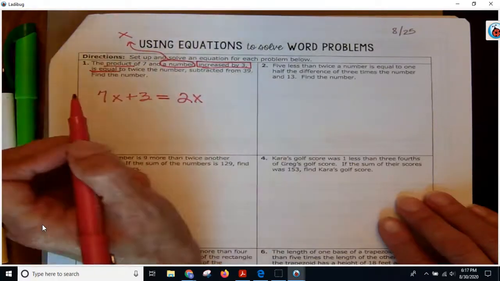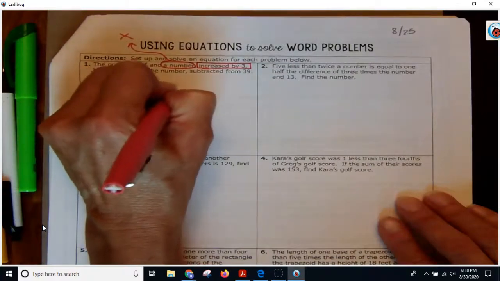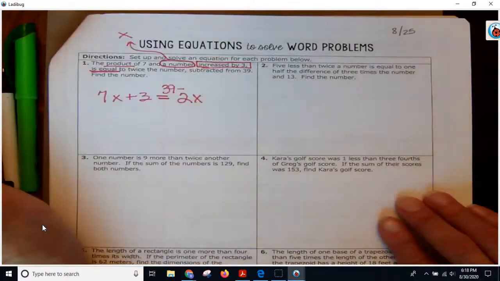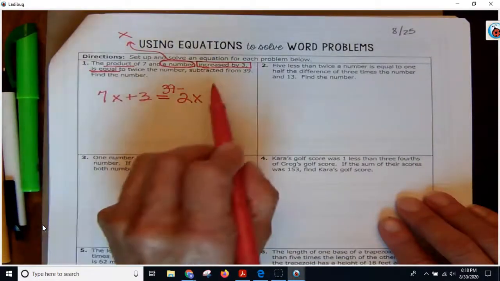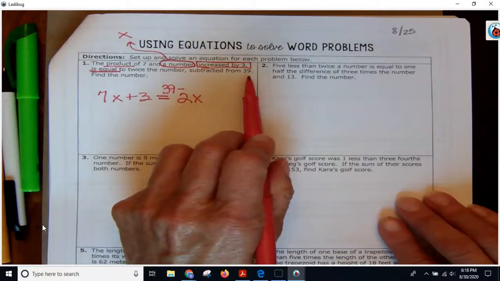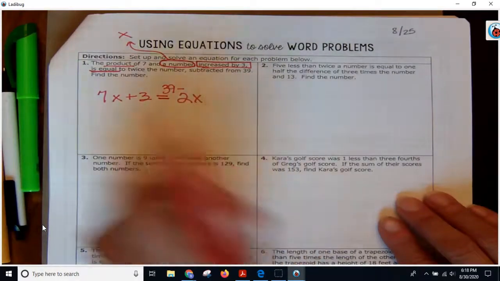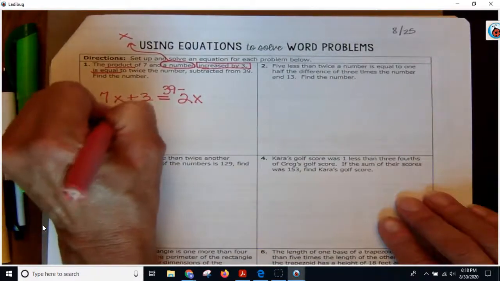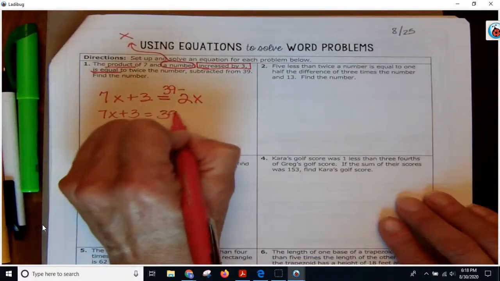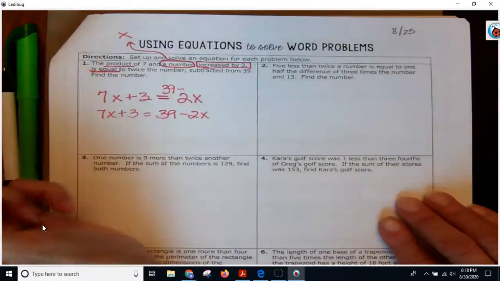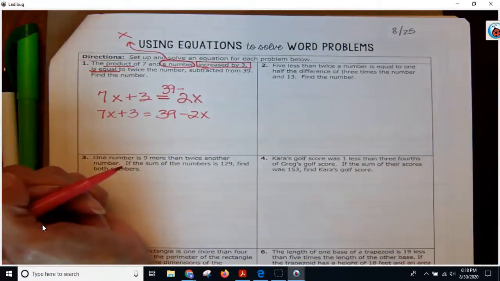subtracted from 39. So I should have put this subtracted from 39. So 39 minus 2x, because it's subtracting from 39. You're starting with 39 and you're subtracting 2 times the number. So if I were to rewrite this so it looks a little bit better, it would look like this. And then we just solve it. We're going to try to find out what this mystery number is.